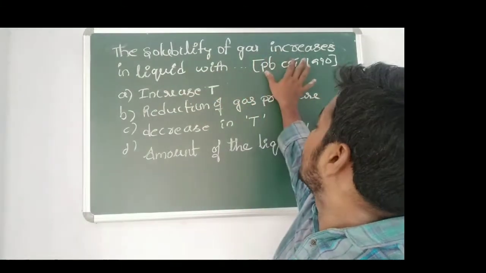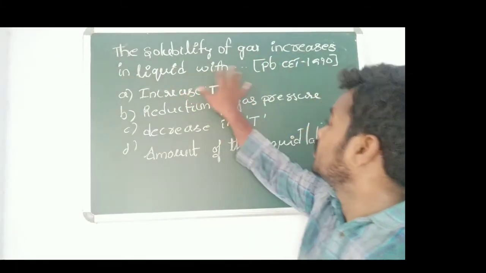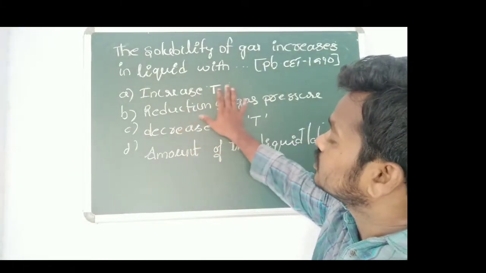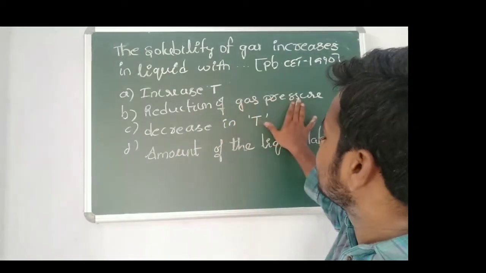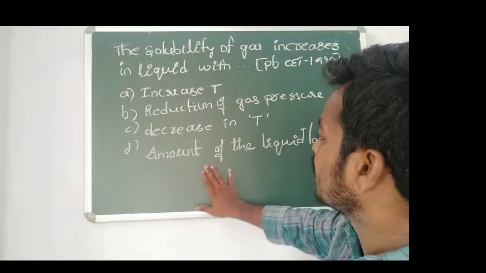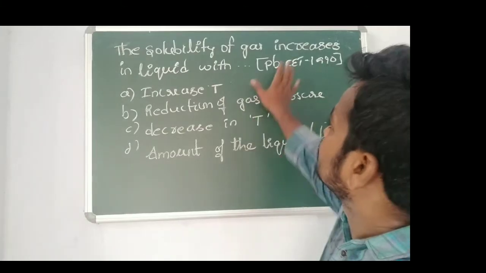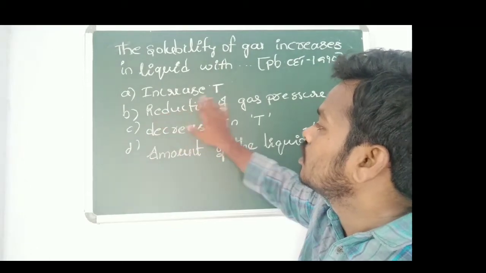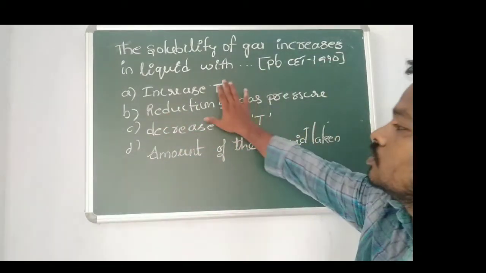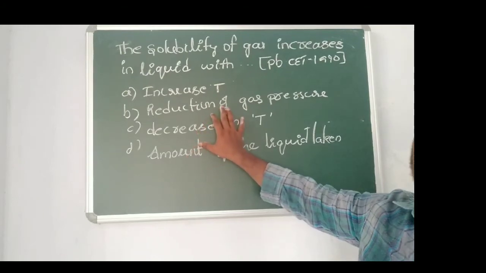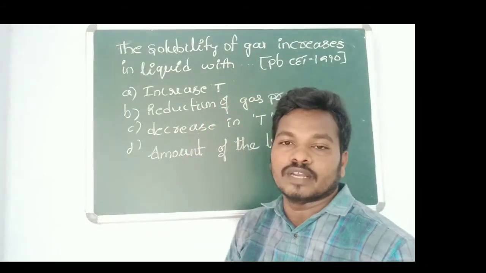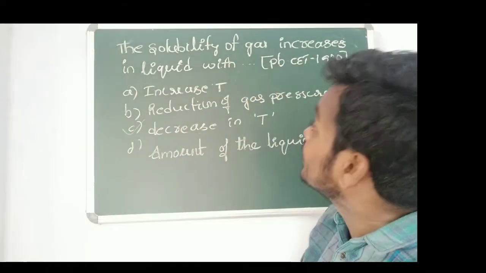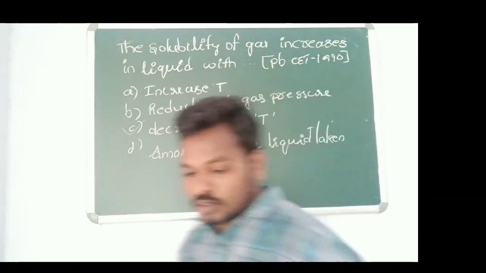The solubility of a gas increases in a liquid with, this question was asked in PB set 1990. Options they have given: increase in the temperature, reduction of the gas pressure, decrease in the temperature, amount of the liquid taken. It will increase with the decrease of the temperature only. Whenever the temperature decreases, the solubility of the gas in a liquid increases. So this is the one question.